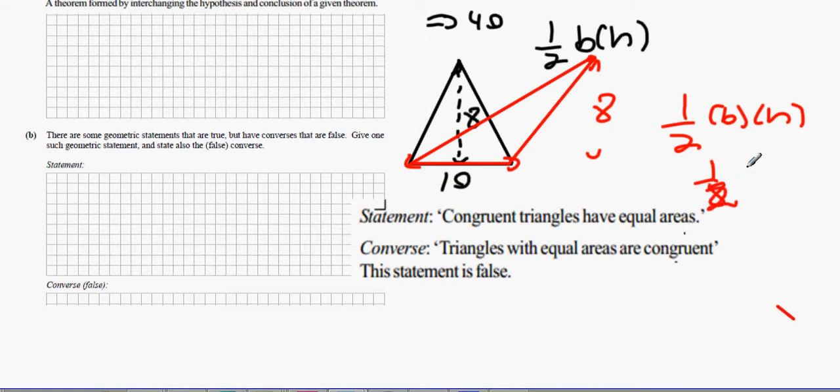which gives us 40. Okay, so basically congruent triangles are triangles that have the same lengths and the same angles, but we can clearly see that the red triangle and the black triangle aren't congruent. So "triangles with equal areas are congruent" is a false theorem.